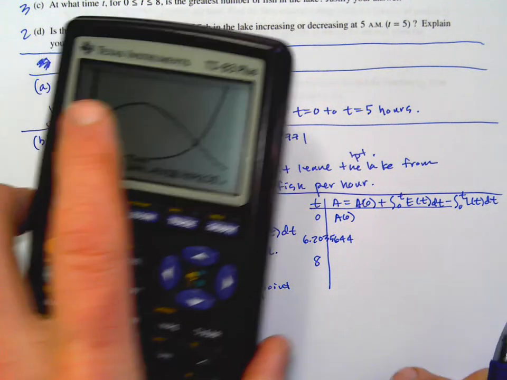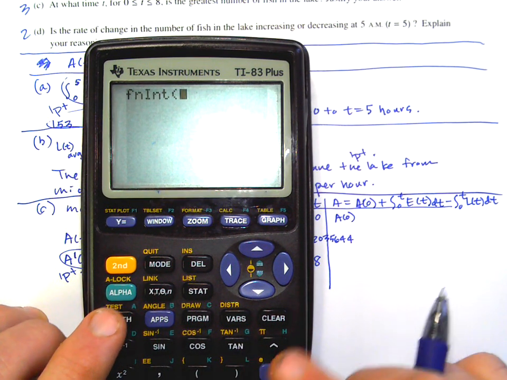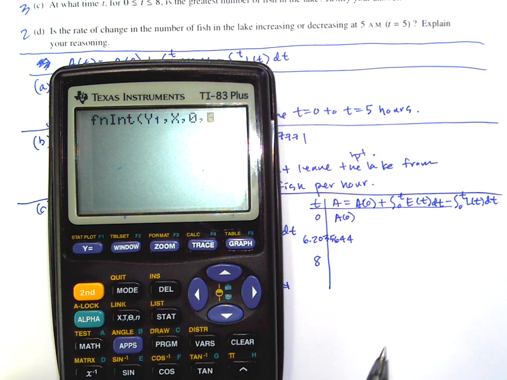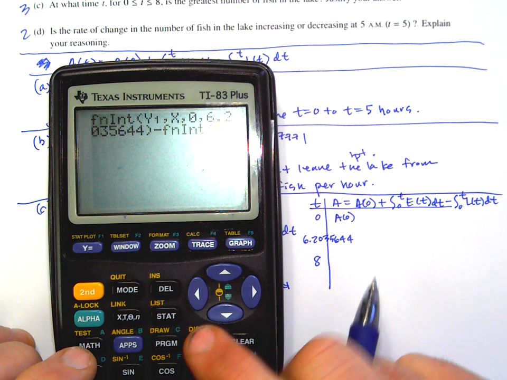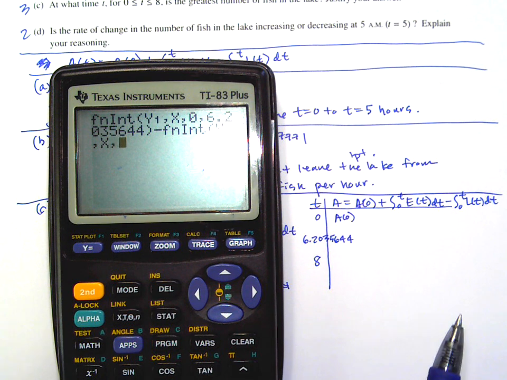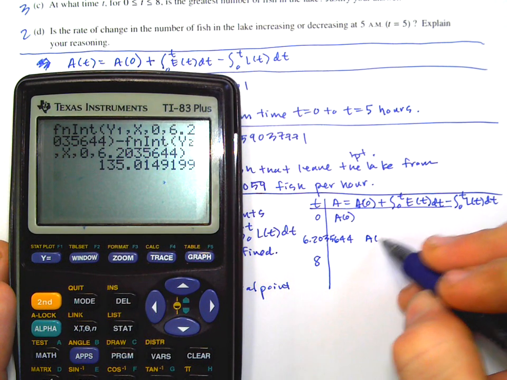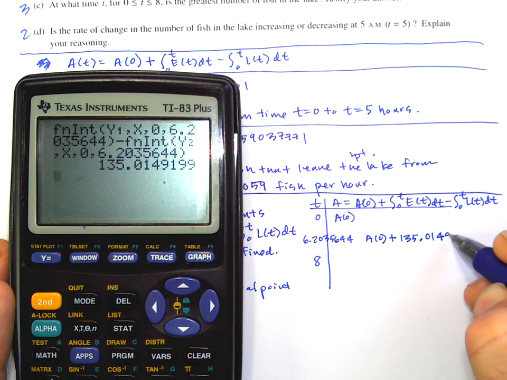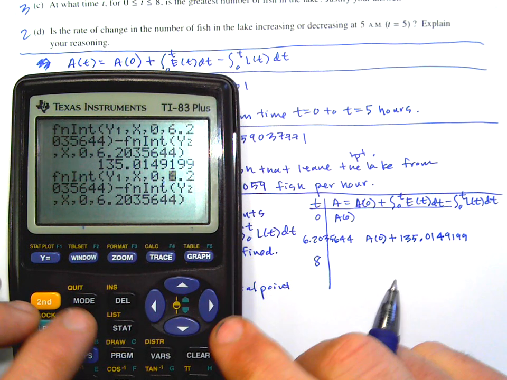If we plug, so we're going to go to the home screen here, and I'm going to go math 9, vars, y vars function, y1, comma x, comma 0, comma 6.2035644, minus math 9, vars, y vars function, y2, comma x, comma 0, comma 6.2035644. And this should give us, now, there's initial condition still there. So I'm just going to add it to that, 135.0149199.